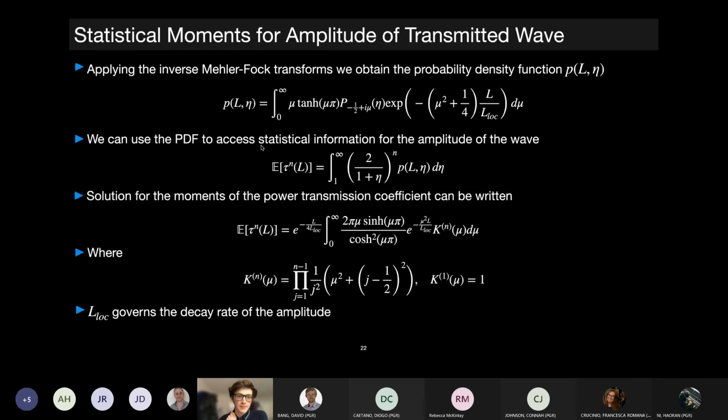So with that being said, if I return to solving this equation, the right-hand side, we can solve this by using contour integrals, etc. And then we use the Mehler-Fock transform when you have these hyperbolic functions. And it turns out you can write this nice analytical expression for the probability density function. And then once we have this, you can compute moments of this tau, this power transmission coefficient, which is what we want. And notice you have this L log term appearing. This is the decay part, and we know what that is from the phi SDE.